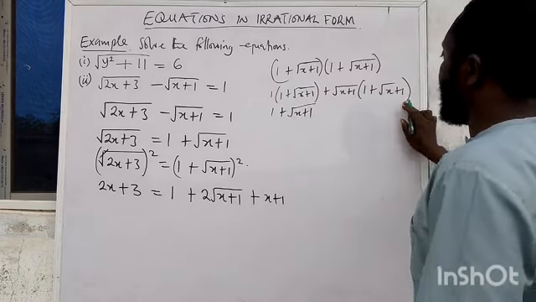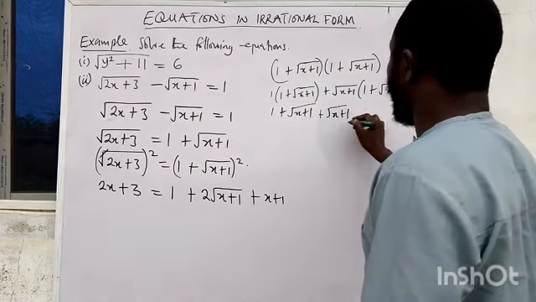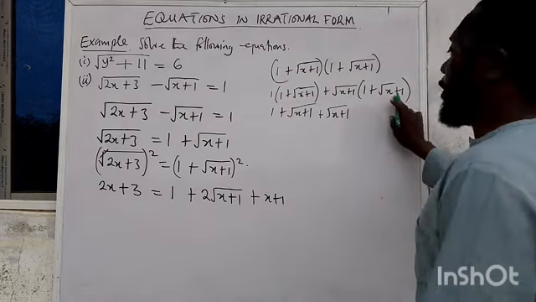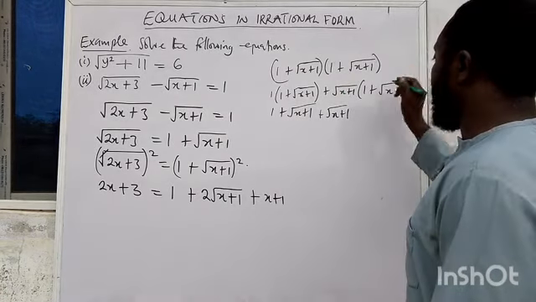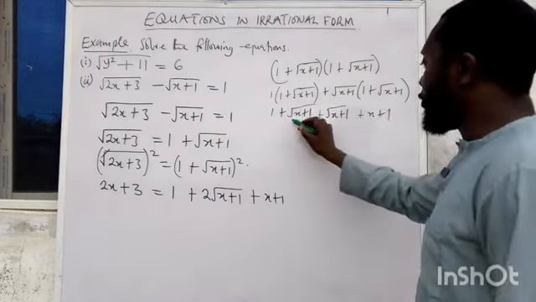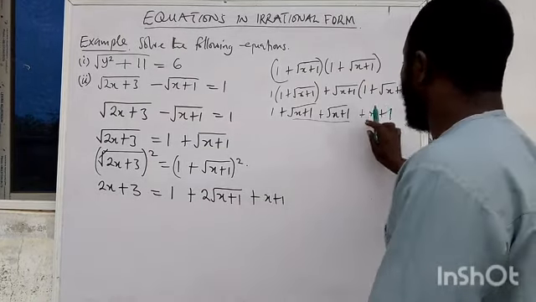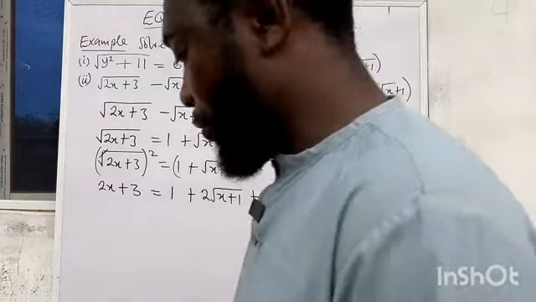Use this to multiply this. 1 multiplied by this, so you still have root x plus 1. Root x plus 1 multiplied by root x plus 1, that will be a square. So the square will remove the square root, so you have just x plus 1. By the time you add these two together, you have two of this. This one is here, this one is here, and that is how.